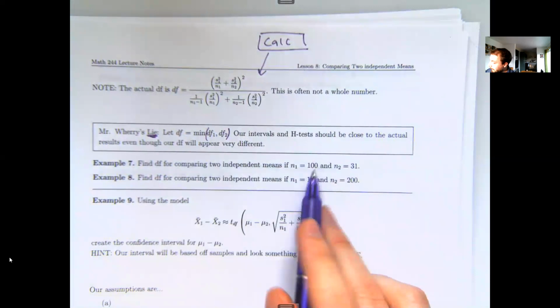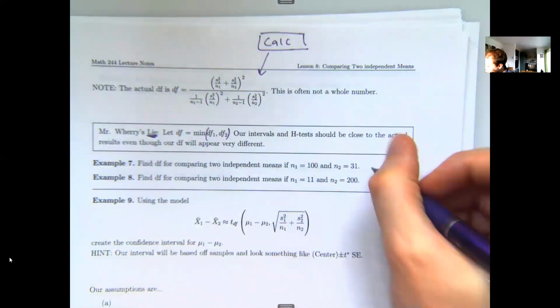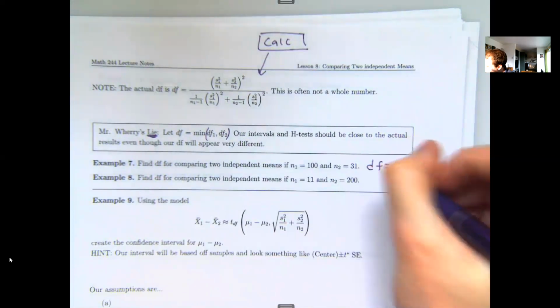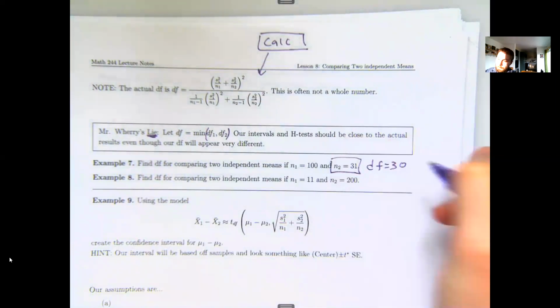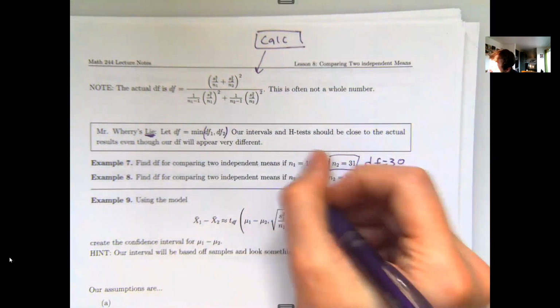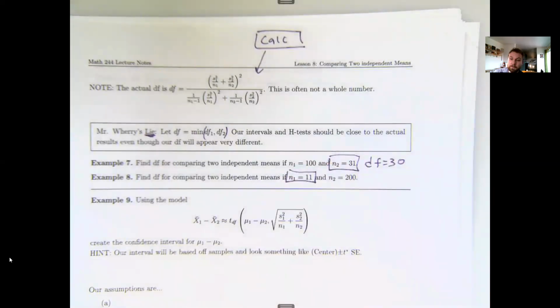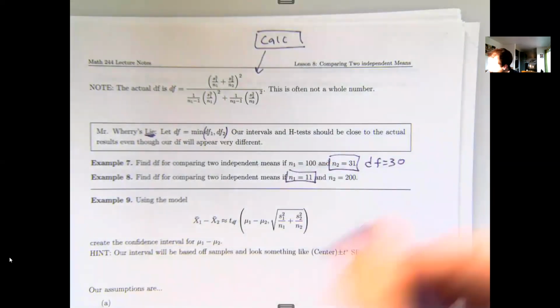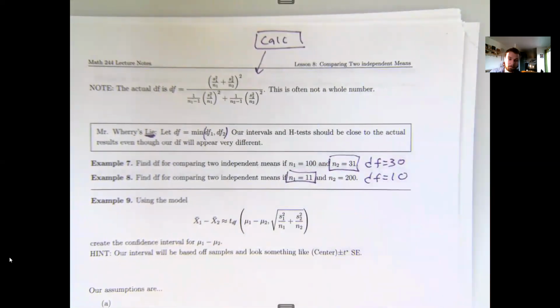So for example, if I have a group of 100 and a group of 31, and you asked me what the degree of freedom was, I would base it off of that weaker group. And I would say the degree of freedom is 1 less than 31. I'm rocking a degree of freedom of 30. Next problem, a group of 11 and a group of 200. My weaker group there is 11. My degree of freedom would be 1 less than that. I'm looking at 10.